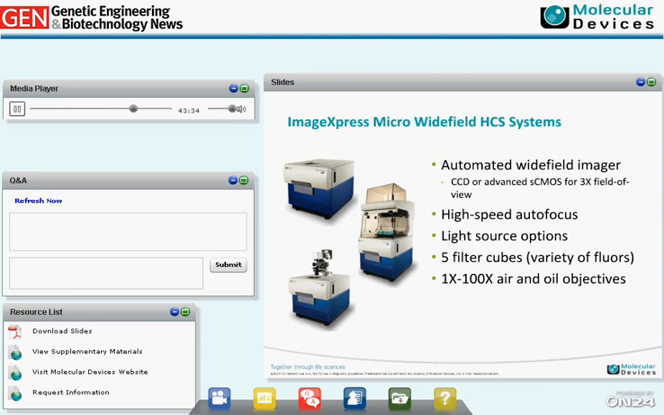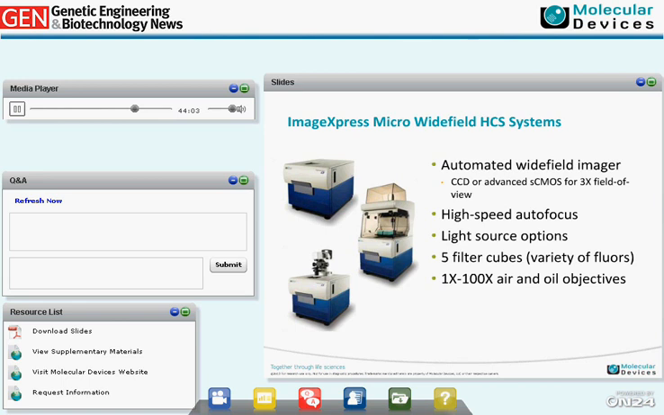This is an automated benchtop wide-field imager, which can be fitted with either a standard CCD or advanced scientific CMOS camera for an expanded dynamic range and three times larger field of view. The system is also fitted with a high-speed laser autofocus, which allows the instrument to find focus across your samples without impacting sample quality.